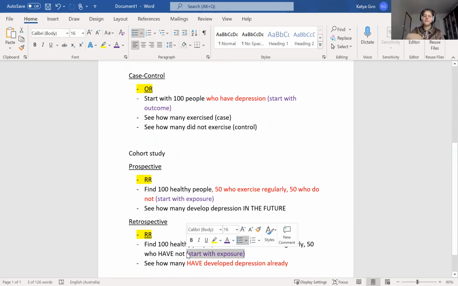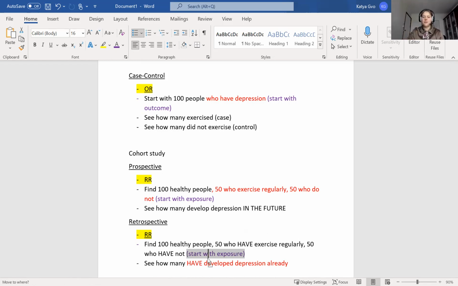You start with exposure, but the difference is, in prospective, you usually start just before or at the start of the exposure, whereas in retrospective, you start once they've been exposed for a while. So in retrospective, we would find 100 people, 50 who are regular runners, regular exercisers, and 50 who are couch potatoes for a long time. Then after I find my exposed group and my non-exposed group, I still see how many, based on that, have developed depression. But I'm still starting with the exposure for both prospective and retrospective.